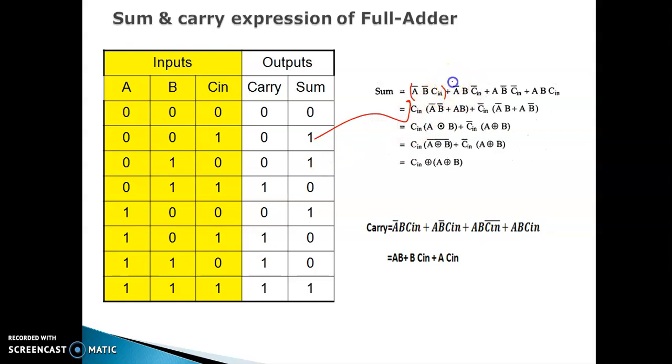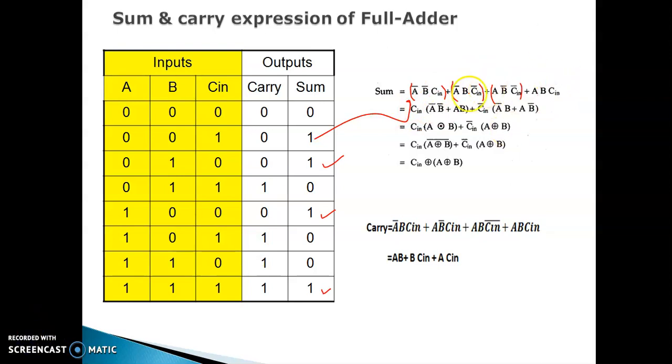So the next step, similarly the next term, this term is for this one, that is nothing but A bar dot B dot Cin bar. Now again we have to take the sum. The third term will be for this one, that will be A B bar Cin bar, and the last term is nothing but for this one. If you observe the input combination, all are high, that's why it is A dot B dot Cin.